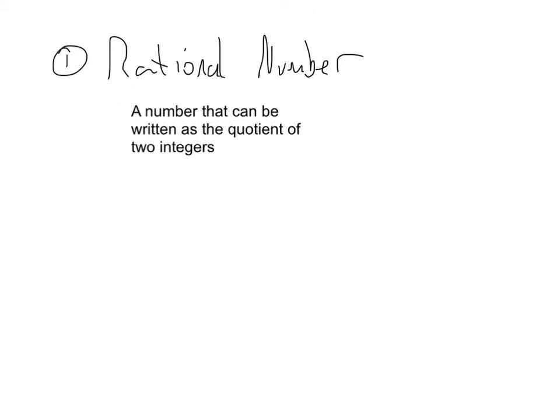Alright, so a rational number is a number that can be written as the quotient of two integers. Okay, so we got the words quotient and then integers. Two integers. So quotient means, of course, division, and integer means positive or negative non-decimal. So if you don't remember that from before, that's positive or negative non-decimal number. Okay. So you might be thinking, well, so I just take any two numbers and divide them and I have a rational number?